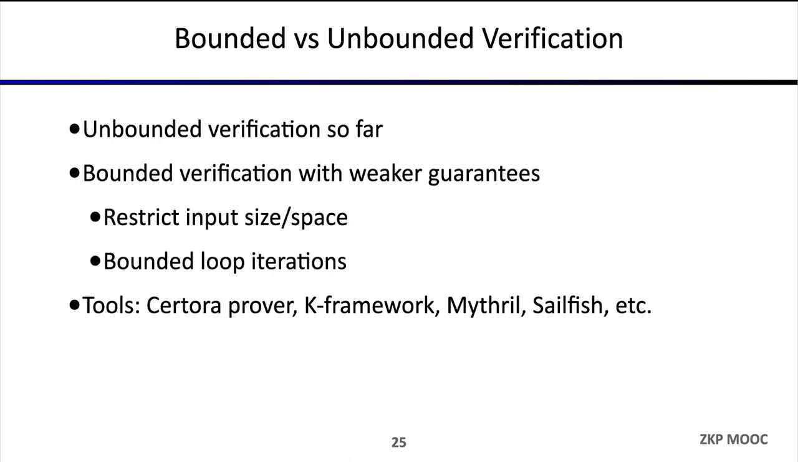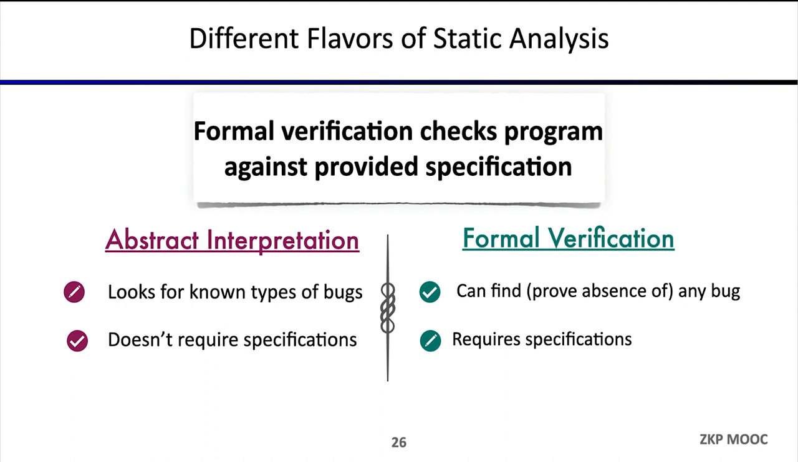Now, we just showed that if you write formal specifications, there are formal verification techniques that can check programs against the provided specifications, which is pretty cool, right? Because you can use formal verification to find or prove the absence of any bugs or vulnerabilities in your programs, as long as you can write a formal specification to specify the bugs you want to check. The downside is that it requires a lot of manual effort for writing specifications.